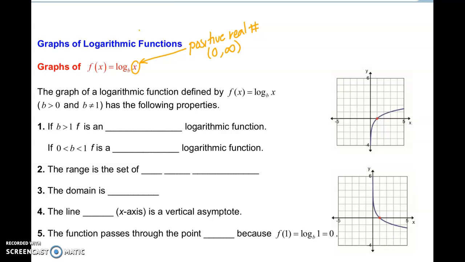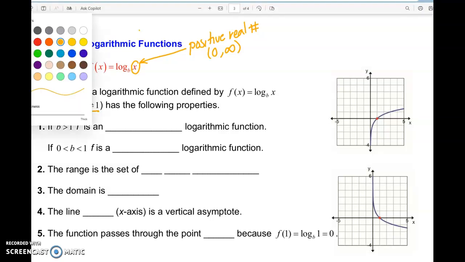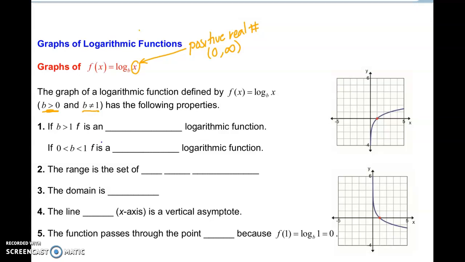So the graph of a logarithmic function is defined by f of x equals log base b of x, and there are some stipulations on b. It's also a positive real number, and it can't be equal to 1. Filling in the blanks here, if b is greater than 1, then the function will be an increasing logarithmic function. And if b is between 0 and 1, then it is a decreasing logarithmic function.